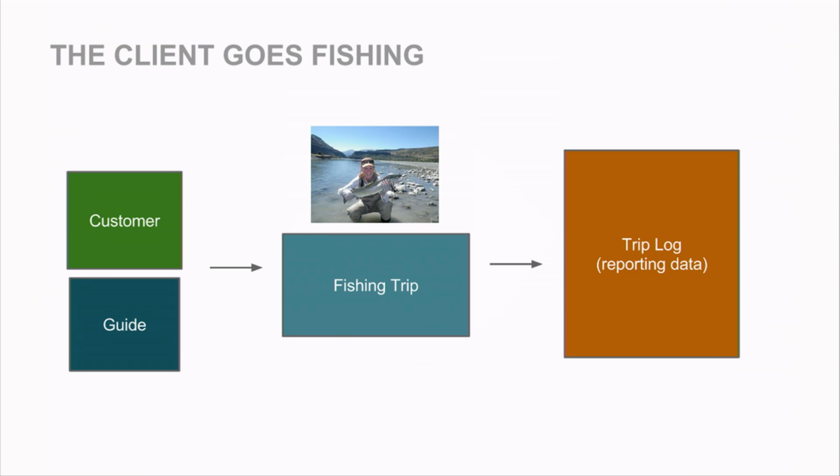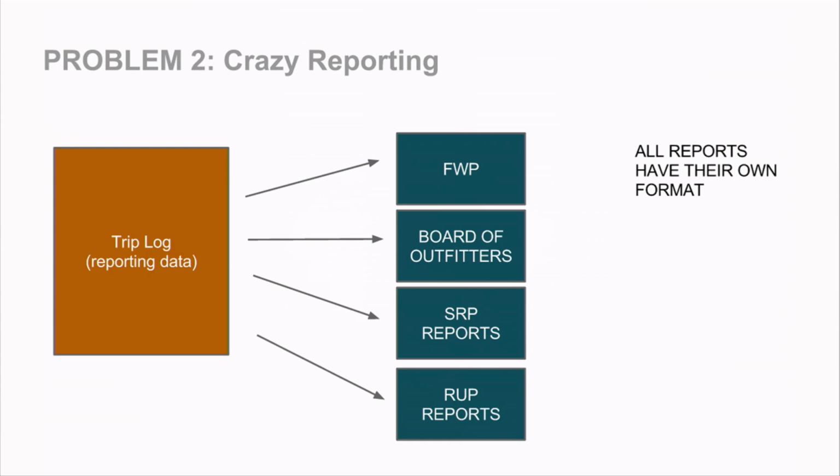So the fishing trip happens, and then the final product of that is a trip log. The trip log contains information that the state needs about the fishing trip because they require all these crazy reports on fishing. So in this case, a single fishing trip has to be reported to 4 different entities and not the same report. Okay, same data, but different reports.